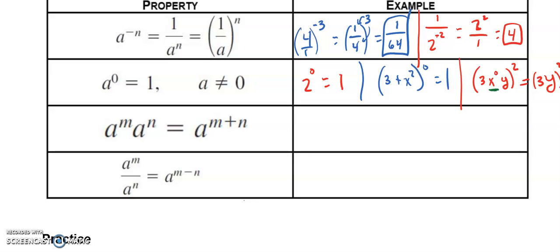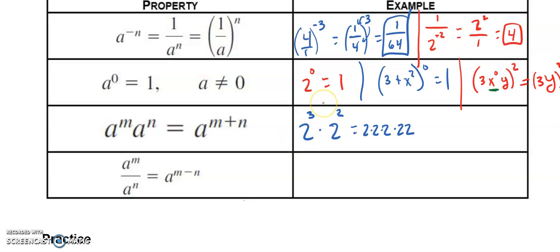Next one, multiplying terms with the same base. Okay, so for this one, a to the m times a to the n, we add those exponents. All right, so I like using 2. 2 is a nice easy number. 2 to the third times 2 to the second. Common misconception or common mistake would be to multiply that 3 and the 2, but really we're going to add them, right? Because this is 2 times 2 times 2. There's your 2 to the third. Times 2 times 2. There's your 2 to the second.